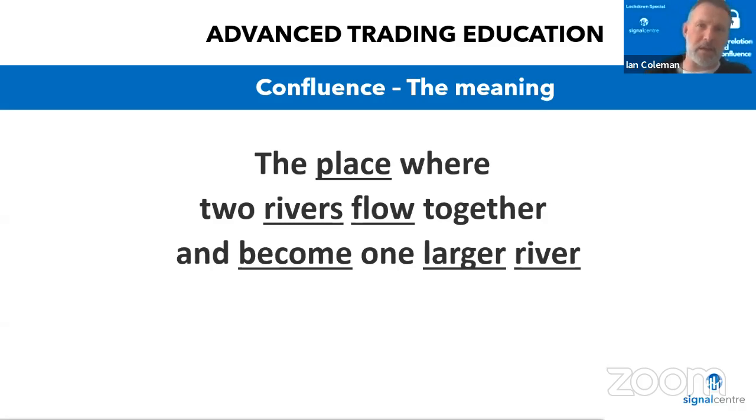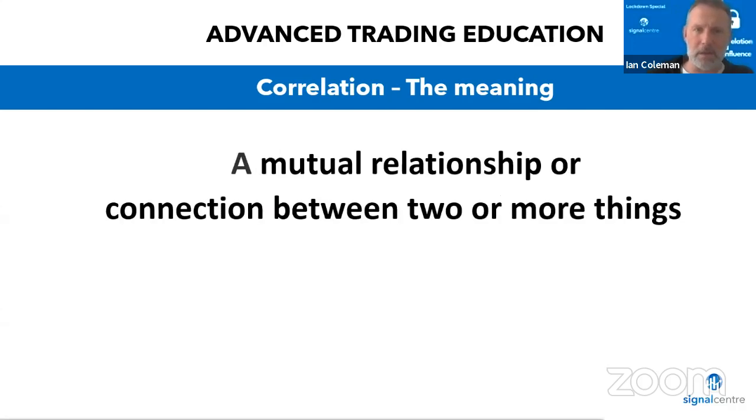So if we get these confluence areas or these correlated products, what we're basically looking for is, instead of just a standalone product, like euro dollar, or the DAX or gold, we're looking for a number of factors that should give us more strength, is what I'm trying to get across, of whether or not we should be buying or selling that product, or if we should be standing aside, really. So correlation is a mutual relationship or connection between two or more things.